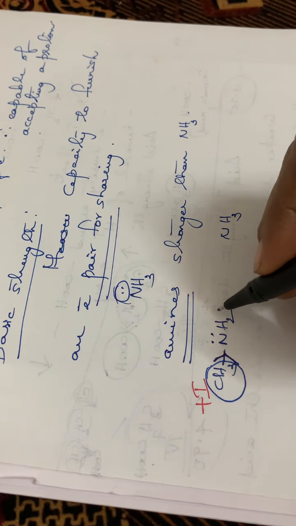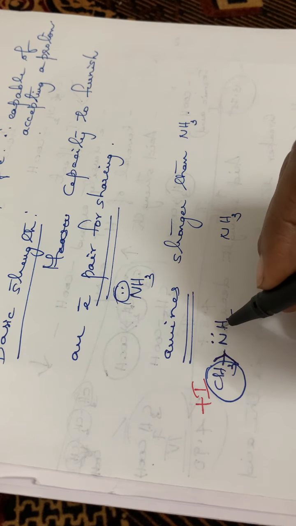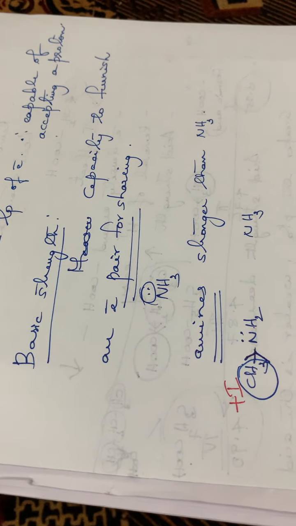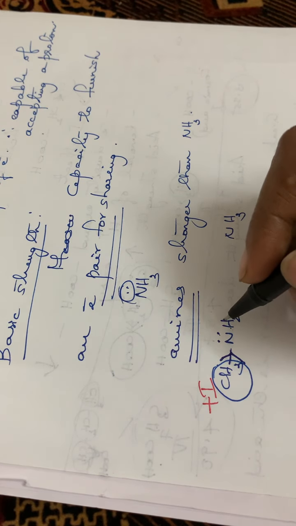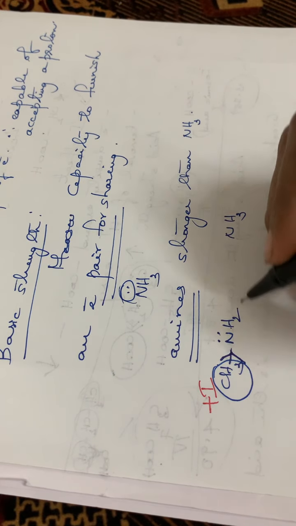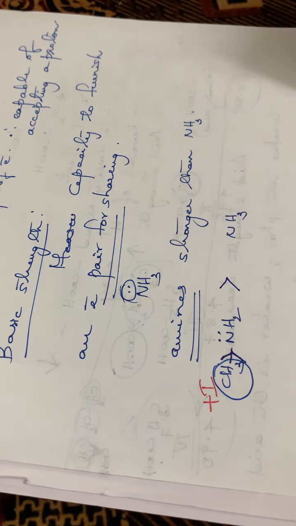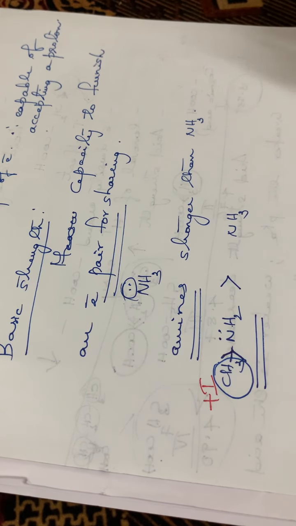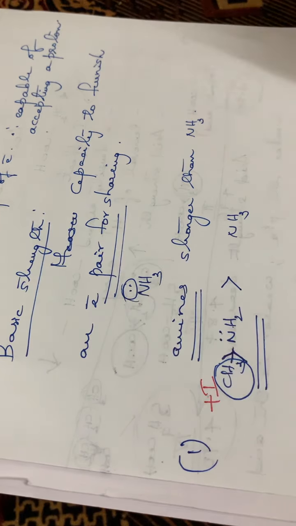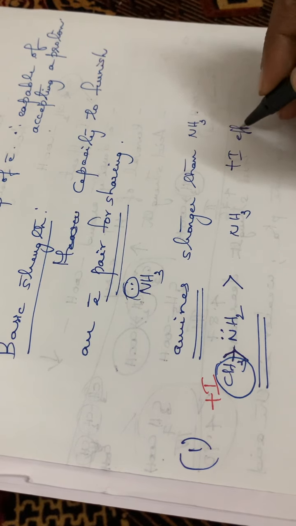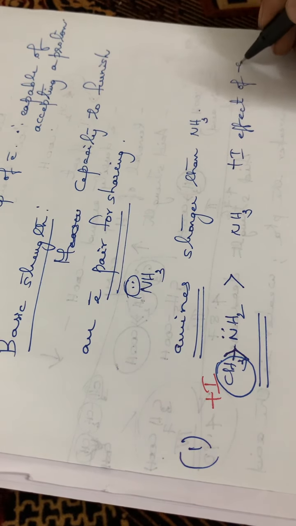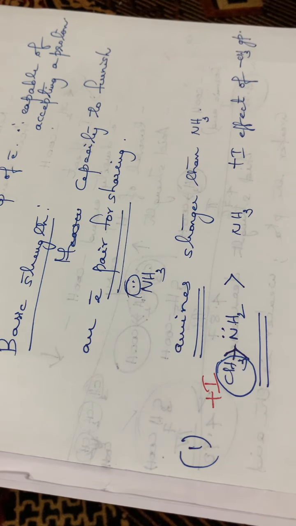This methyl group pulls the electron towards nitrogen, so the electron density around the nitrogen atom will further be increased. So the amine will be a stronger base compared to ammonia. The basic strength is greater in methyl amine than in ammonia. That is the first example: amines are stronger than ammonia, due to the plus I effect of the alkyl group, the methyl group.